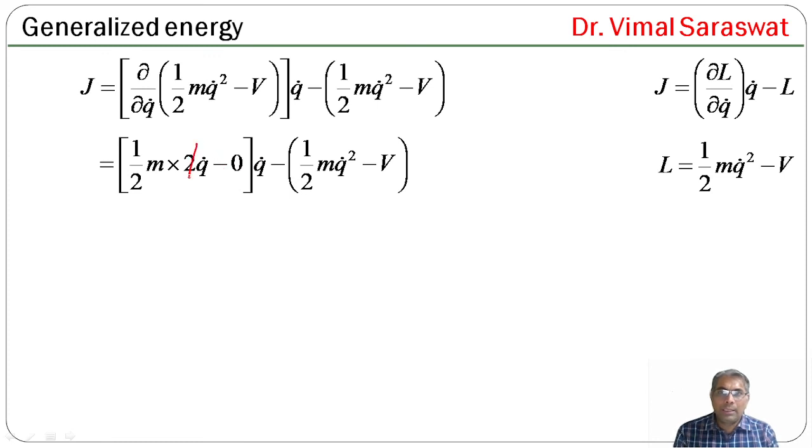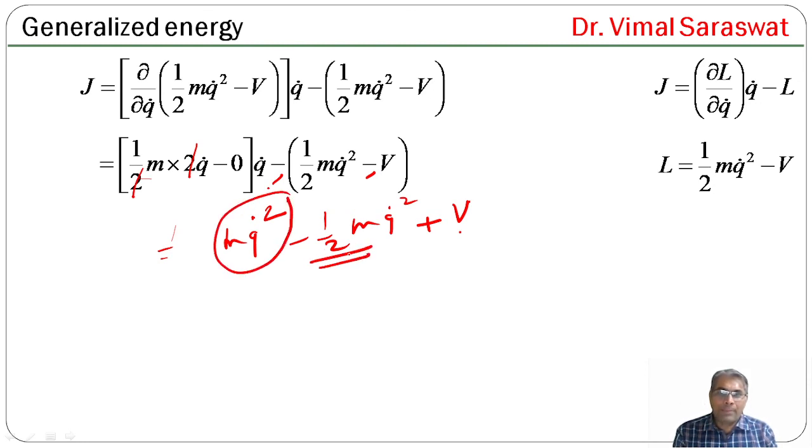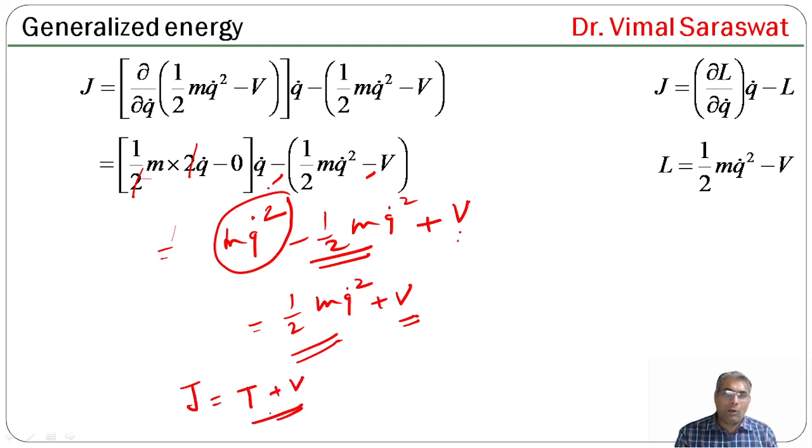Now this 2 and 2 will be cancelled out, so this will be m q̇ into q̇, that is m q̇ squared, minus half m q̇ squared plus V, because this negative and this negative will be positive. Now m q̇ squared minus half m q̇ squared will be half m q̇ squared, and this V is as it is. And this is our kinetic energy, this is potential energy. It means Jacobi is equal to kinetic energy plus potential energy, or Jacobi represents the total energy of the system.